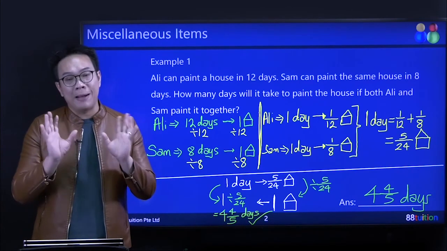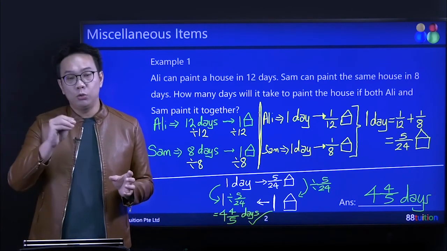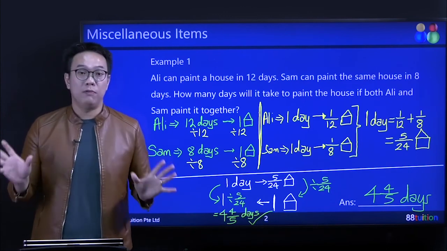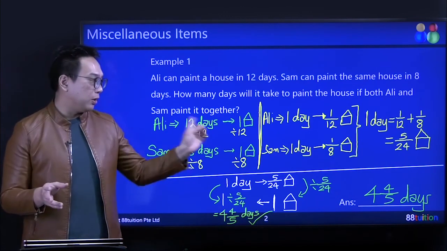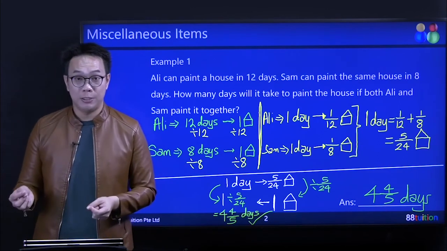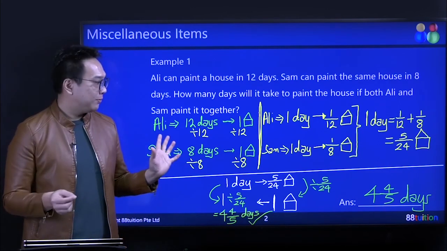But for money, they always want the 2 decimal places behind. So for money, you give it to them that way. But for the rest of the things, put it as a fraction. Okay? So that's the answer.